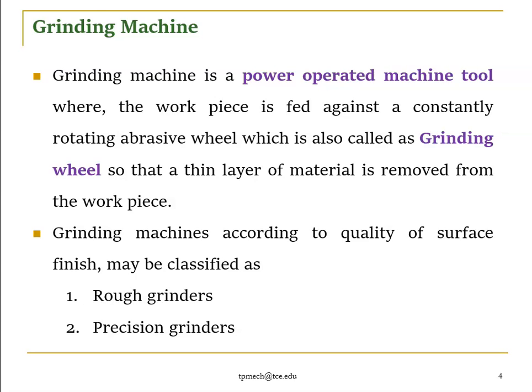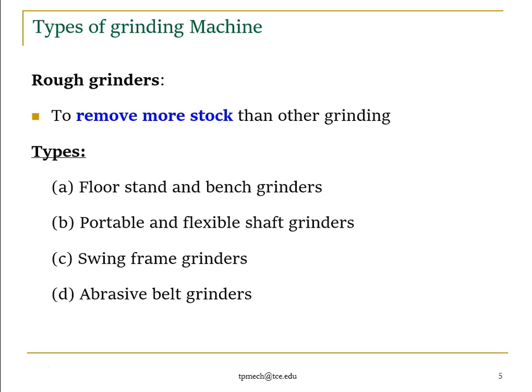So grinding machines, according to the quality of surface finish, may be classified in two ways. One is rough grinders, another is precision grinders, right? Rough grinders remove more stock than other grinding, so the metal removal rate is very high. As I said, if you want to remove 2 mm of material, then in the first step, a single step, I can remove approximately 1.8 mm. This is what a rough grinder does. But the remaining material, I will remove by multiple passes. This is what the precision grinders do.